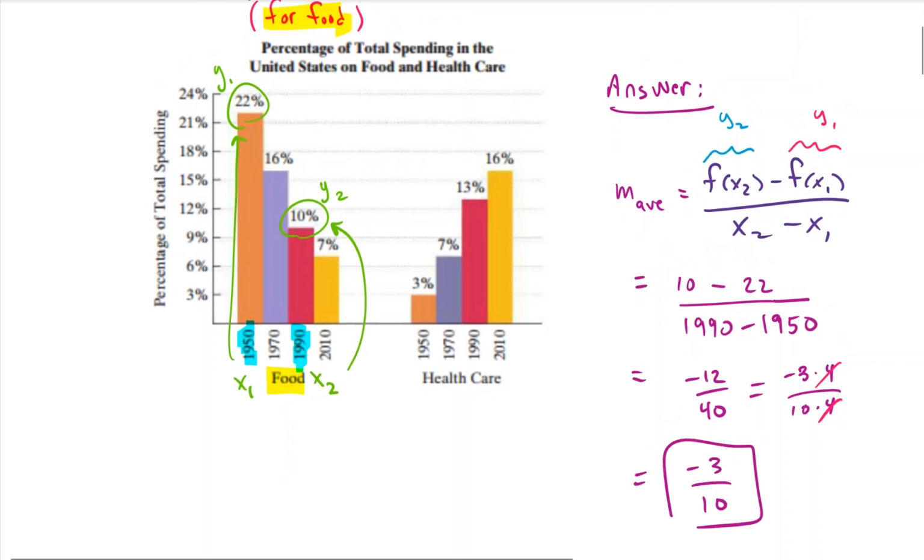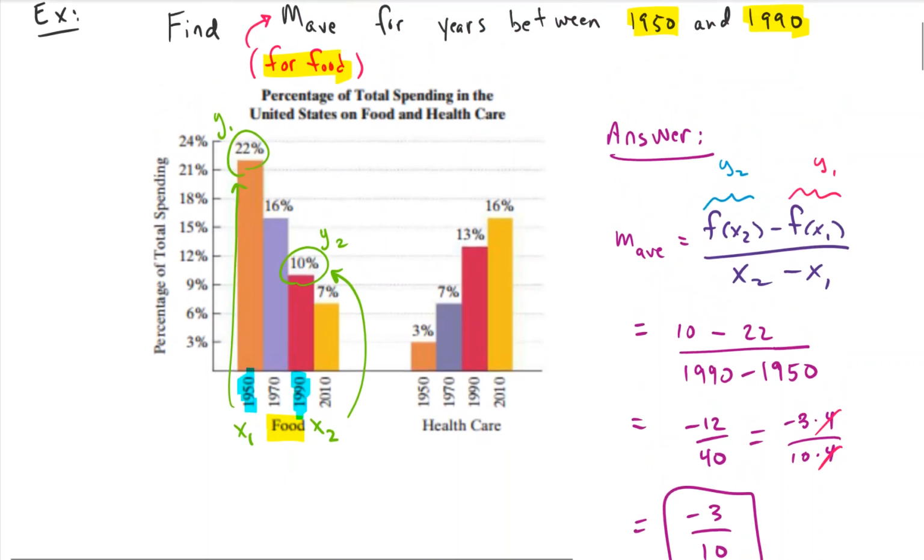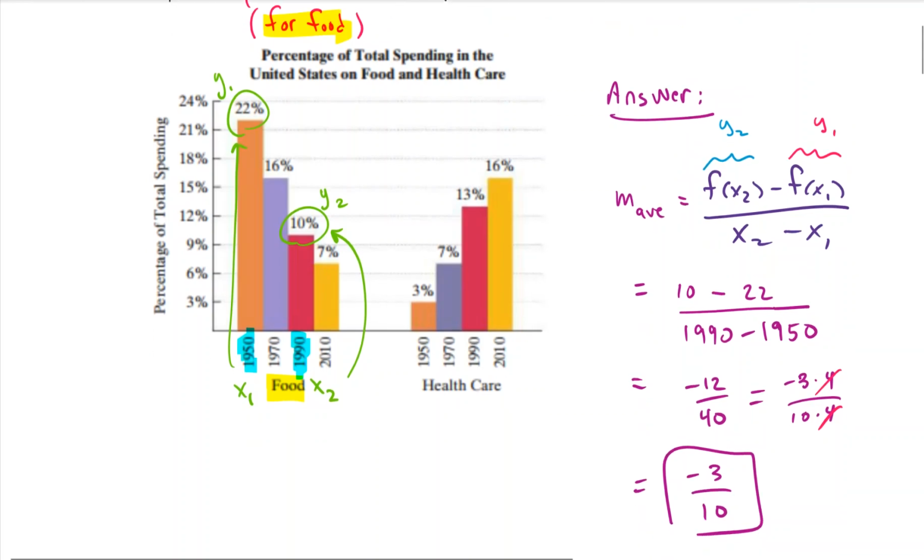So the average rate of change between 1950 and 1990 in the total food spending was negative 3 over 10, or about negative 0.33%.